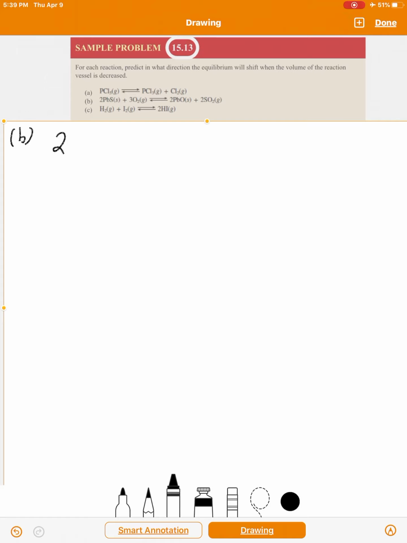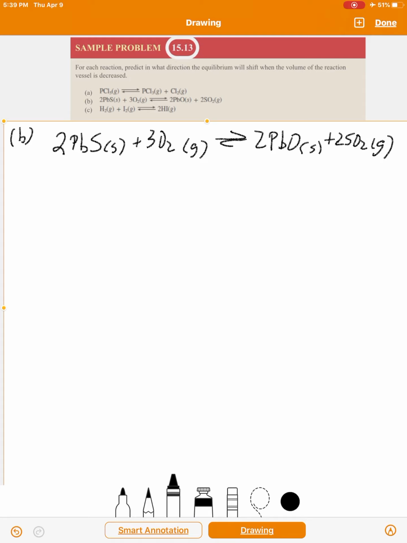2 PbS solid plus 3 O2 gas in equilibrium with 2 PbO solid plus 2 SO2 gas. Okay? Now, let's write out the expression for K. Remember, we're only doing gases, so it'd be the pressure of SO2 squared divided by the pressure of O2 cubed. We're not going to include the solids in this expression because they are solids. They do not get included in equilibrium.